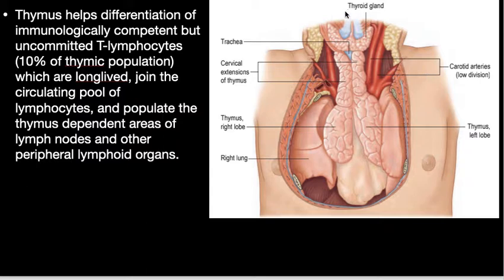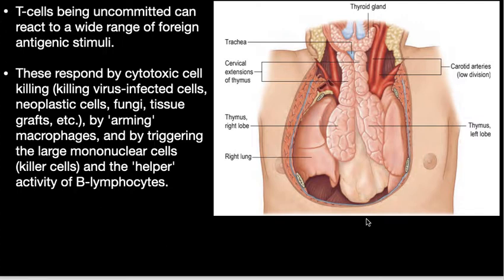The thymus helps differentiation of immunologically competent but uncommitted T lymphocytes, that is about 10% of thymic population, which are long-lived. They join the circulating pool of lymphocytes and populate the thymus-dependent areas of lymph nodes and other peripheral lymphoid organs. Now, the T cells, being uncommitted, can react to a wide range of foreign antigenic stimuli, unlike the B cells, which are committed to just forming the antibodies.